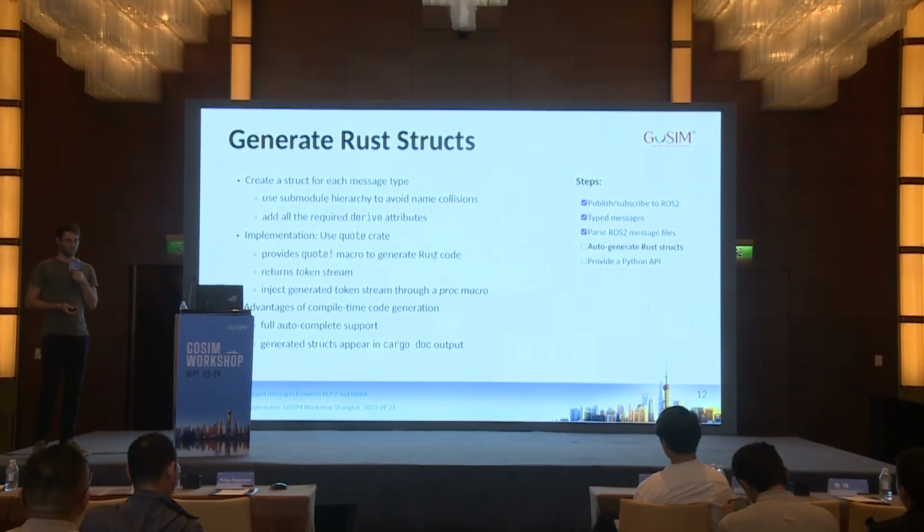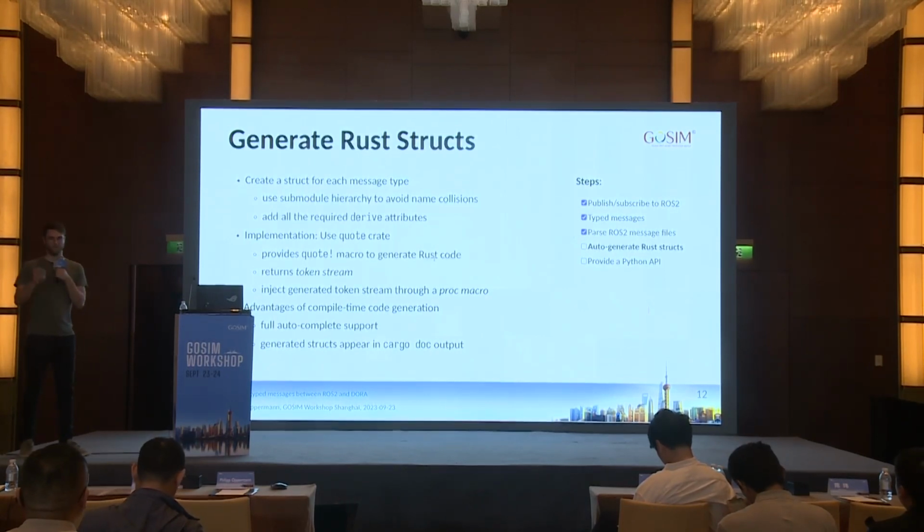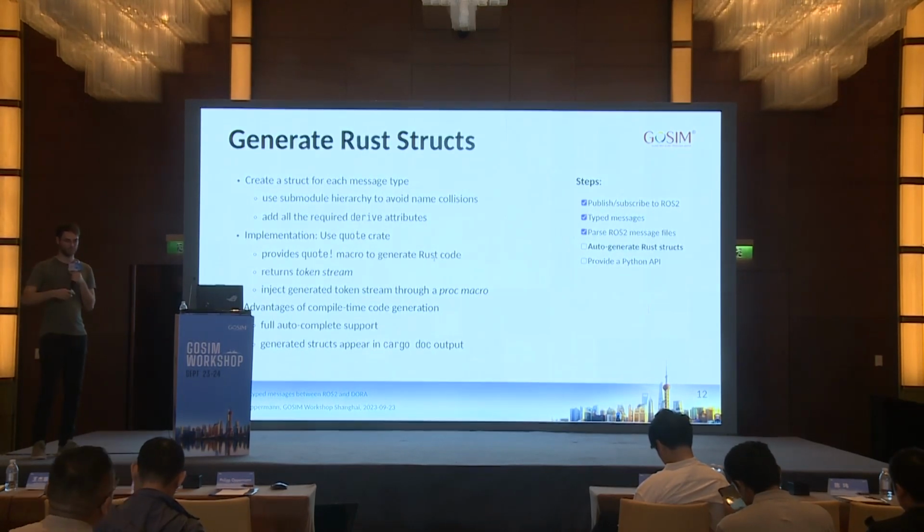For implementation, we use the quote crate, which is typically used for proc macros. The idea is that you have this quote macro, and there you can define Rust code, which is then passed basically directly, and you get a token stream back, and this token stream can then be injected into the crate using a proc macro. I think there's also a talk about macros 2.0 later. I think this might be related to this.